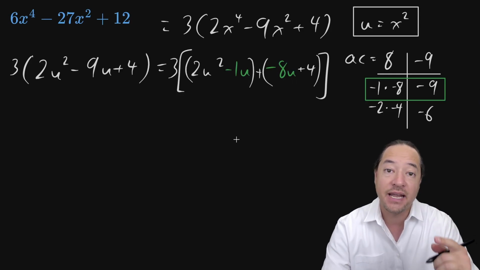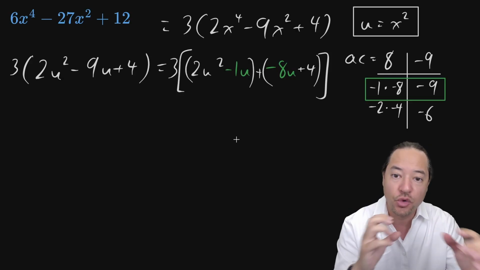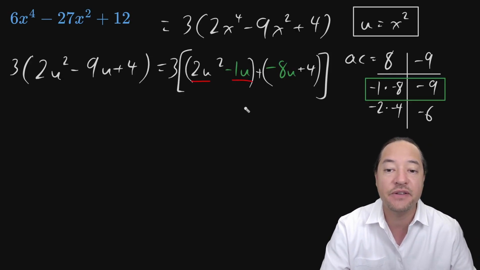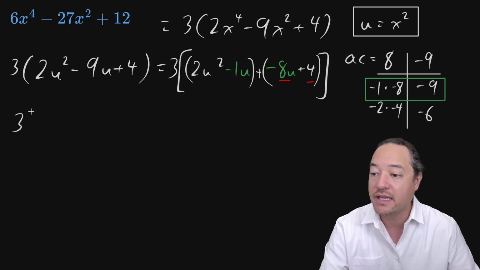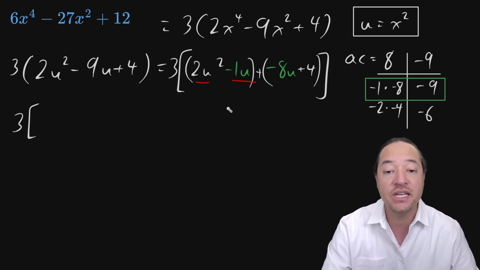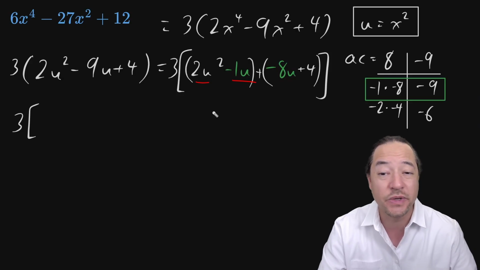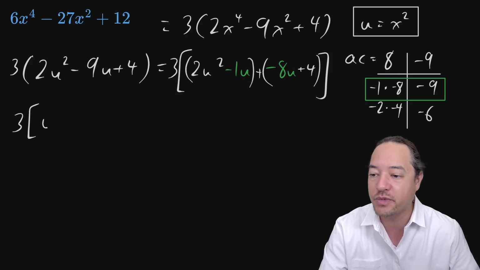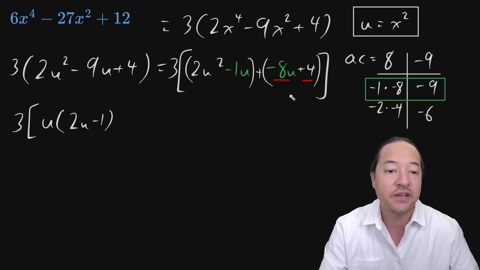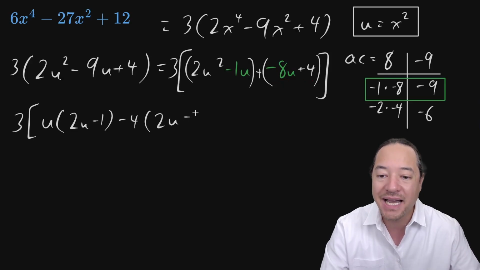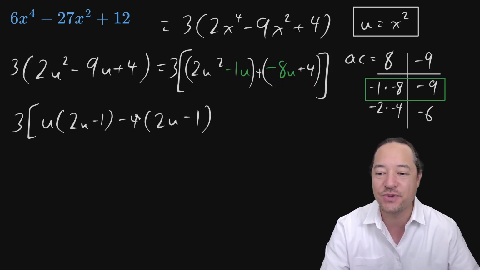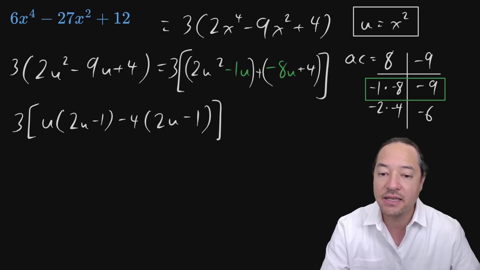And now we can finish our factoring by grouping here. We can take out a common factor of this first expression and also the second one. So what's that going to look like? That's going to give us a 3. The common factor in this first group is just a u. We can factor out a u, so that'll be a u times 2u minus 1. And then over here, we can factor out a negative 4. So we'll factor out a negative 4, and that'll leave us with a 2u minus 1. Okay, don't forget the sign changes when you factor out a negative sign. And then that's it, right?